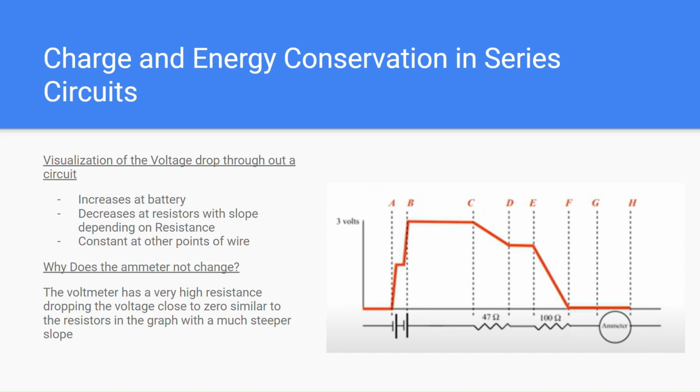Why does the ammeter not change? The voltmeter has a very high resistance, dropping the voltage close to zero, like the resistors in the graph but with a much steeper slope. The voltmeter has an incredibly high resistance. It's just going to go straight down and get to zero before it even reaches the ammeter.